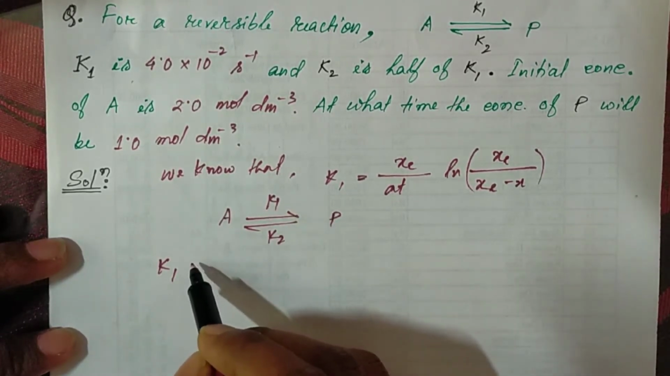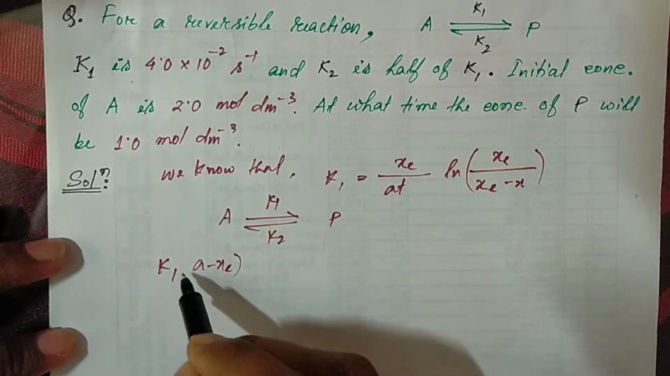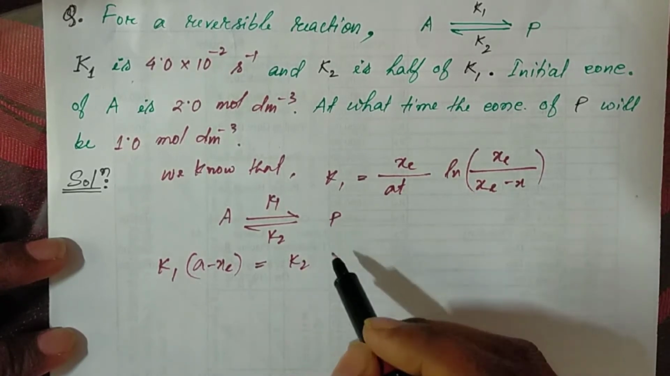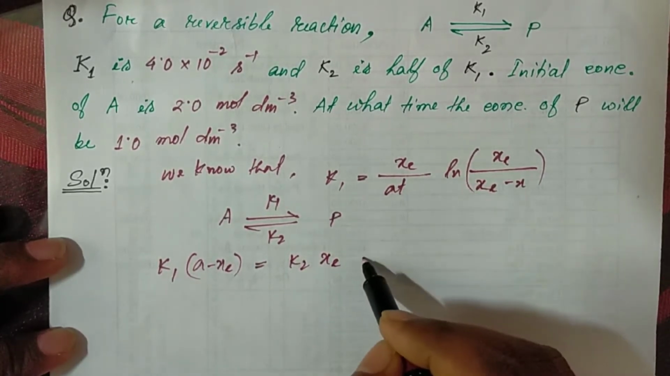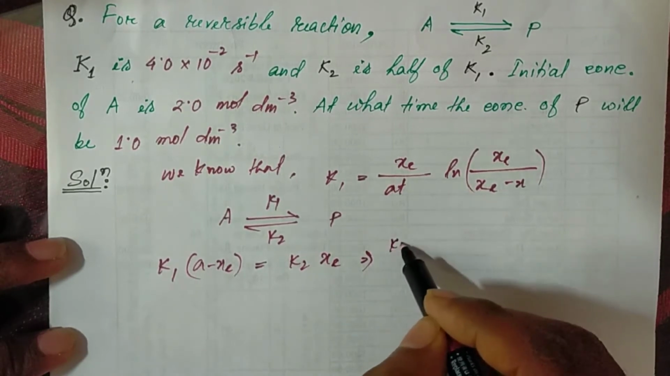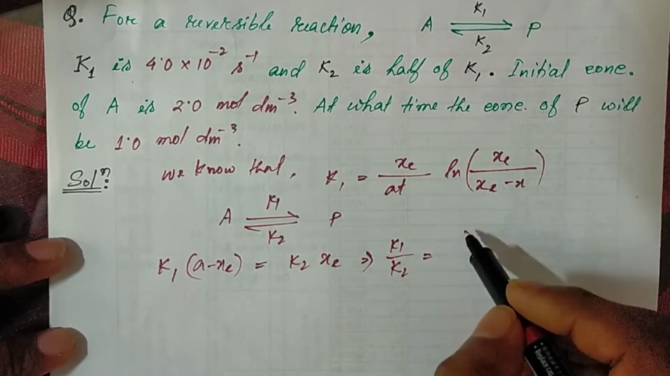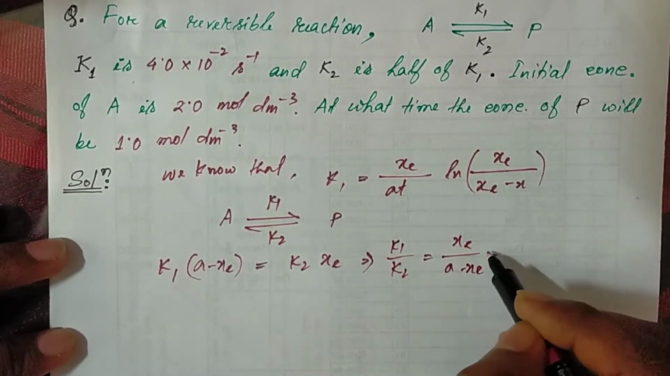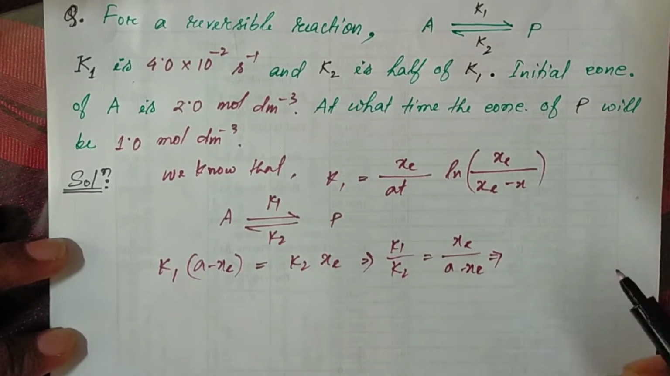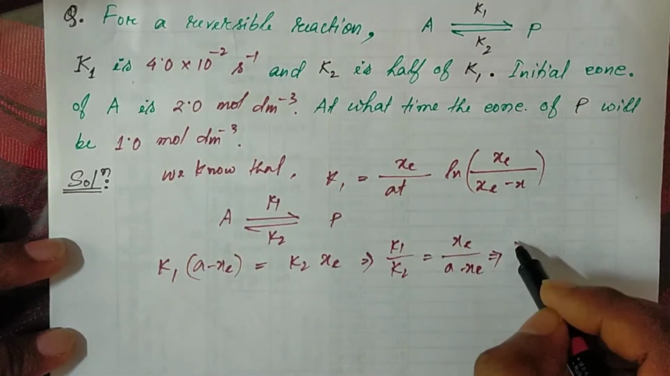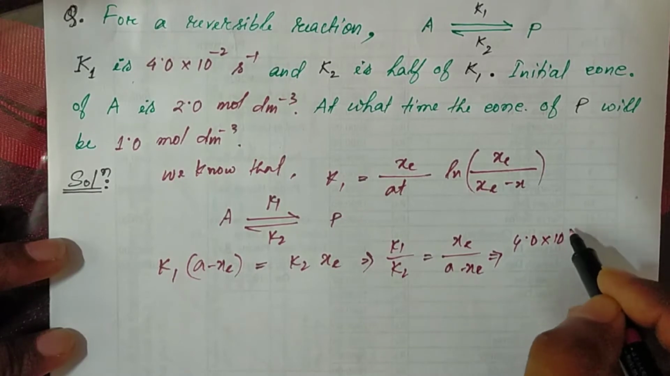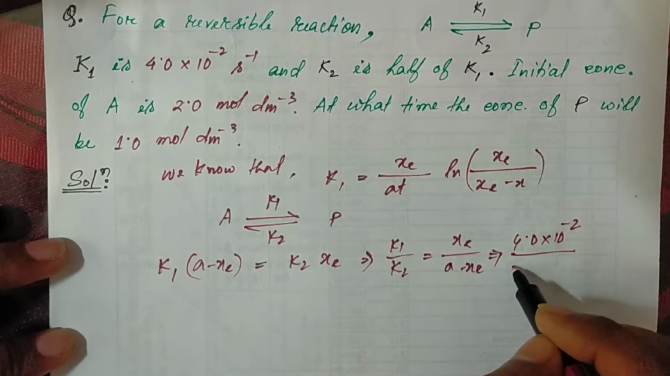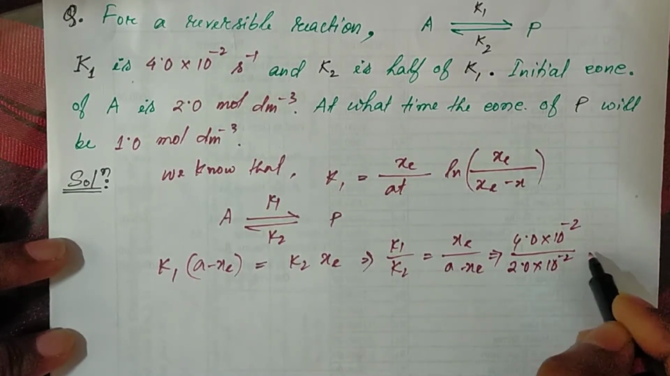So k1 (A minus xe) at equilibrium state, and k2 times xe. Okay, so here we can write k1 by k2 is equal to xe by (A minus xe). So k1 and k2 are given. k1 is 4.0 into 10 to the power minus 2, and k2 is half of k1, so we can write 2.0 into 10 to the power minus 2.